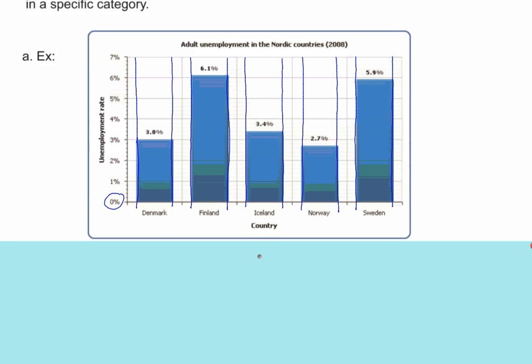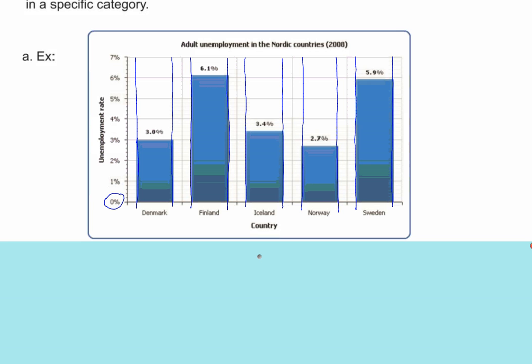Okay? What if instead of going up by 1%, right? So this first line is 1%, 2%, 3%, 4%, 5%, 6%, and the top is 7%. What if instead each line was like 5%? Now your bars are going to be closer together because you made the scale too large. You got to be careful with that. You got to come up with a good scale that will show the difference in the heights of the bars.